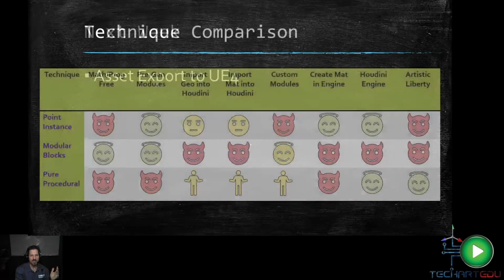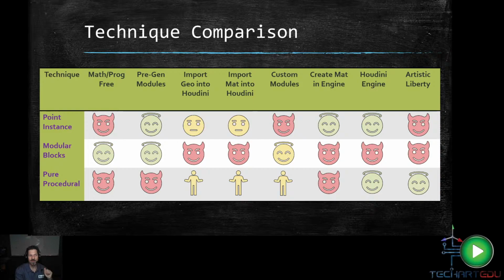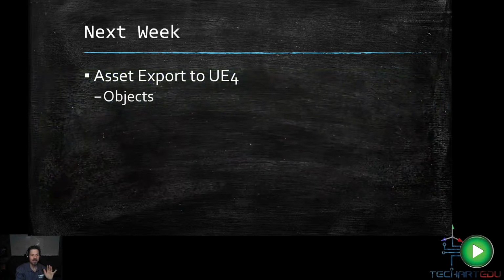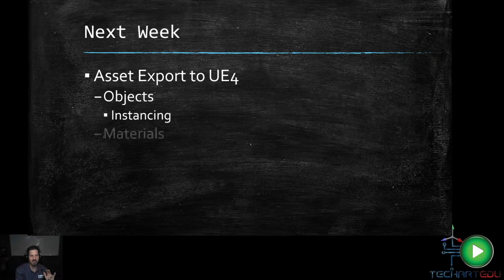Now with point instancing, you've got to understand how instancing works. Instancing is a really, really powerful tool, but you do have to make some modifications to your overall procedural structure in order to get that in. And I will go over that next week as well to show you how to do all the instancing.